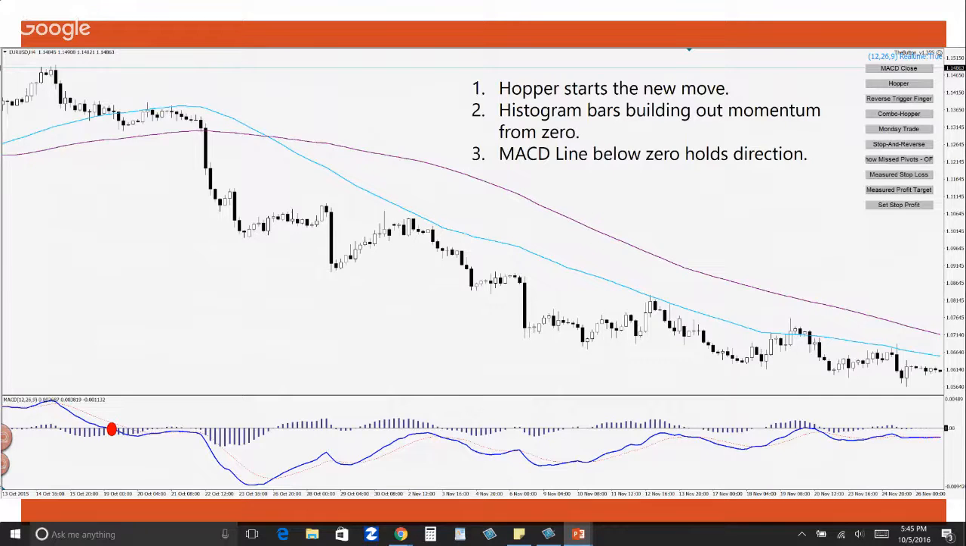And the MACD line, no matter where it is below zero, even if it's pointing up, even if it's moving up all the way really close to zero, as long as it's holding its position below zero, the overall call on market direction is down. So that MACD line below zero held us in that downward direction for the duration of this downtrend.